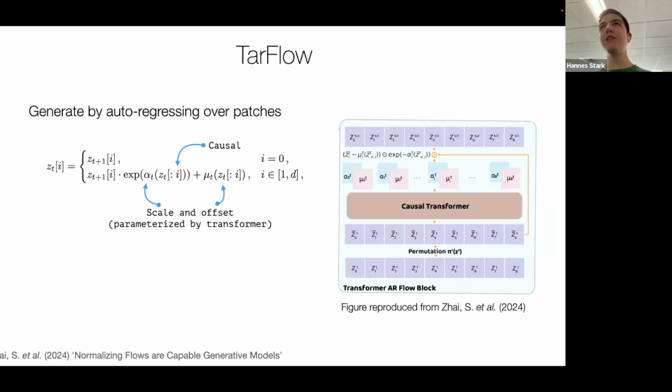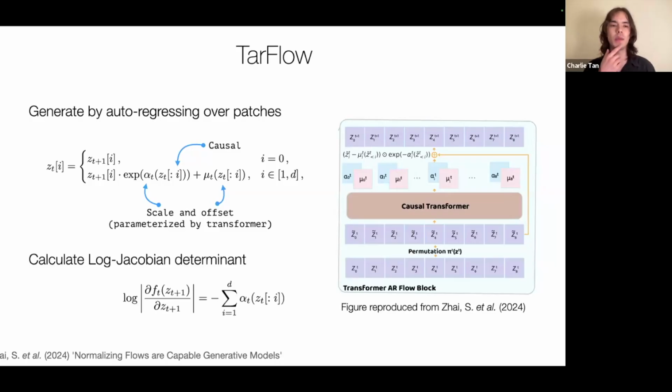The Jacobians of the individual patches are easy to compute because it is a real NVP type update where we have only shift and scale. And the Jacobian of the overall image is easy to compute because we combine patch updates in an autoregressive manner. The log determinant is just summing over the scaling, like a kind of real NVP style.